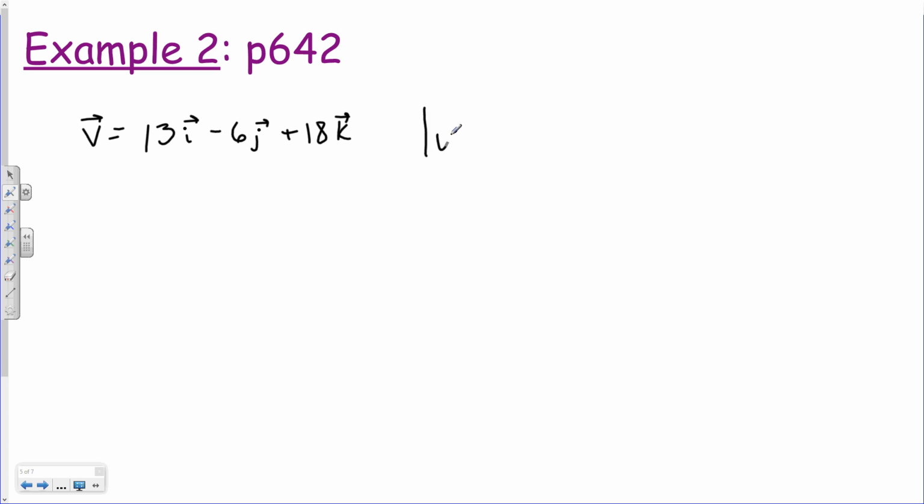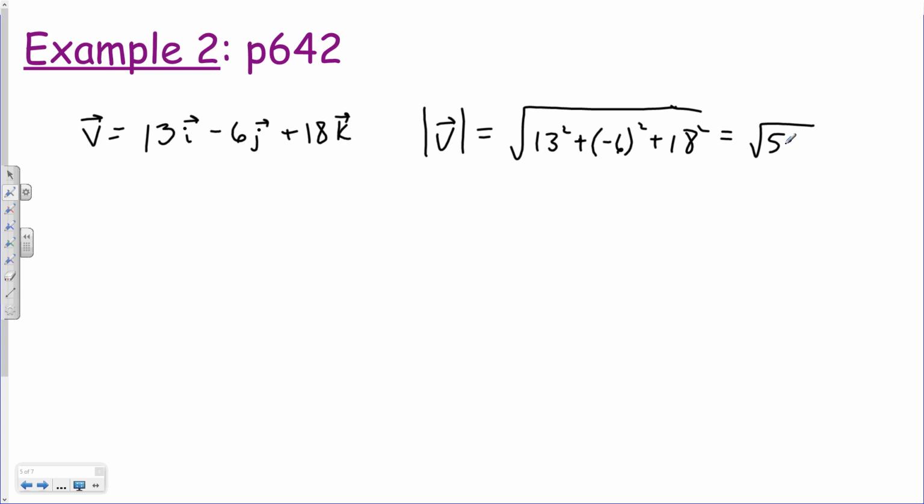Once we find our direction cosines, remember we can do that pretty quick. So the first thing we need to do is find the magnitude of vector v. The magnitude of vector v is going to be the square root of 13 squared plus negative 6 squared plus 18 squared. And what do we end up with? That's the square root of 529, which actually is a pretty nice number. That turns out to be just 23. You can punch that in your calculator and double check that that's what we should have as the magnitude of vector v.